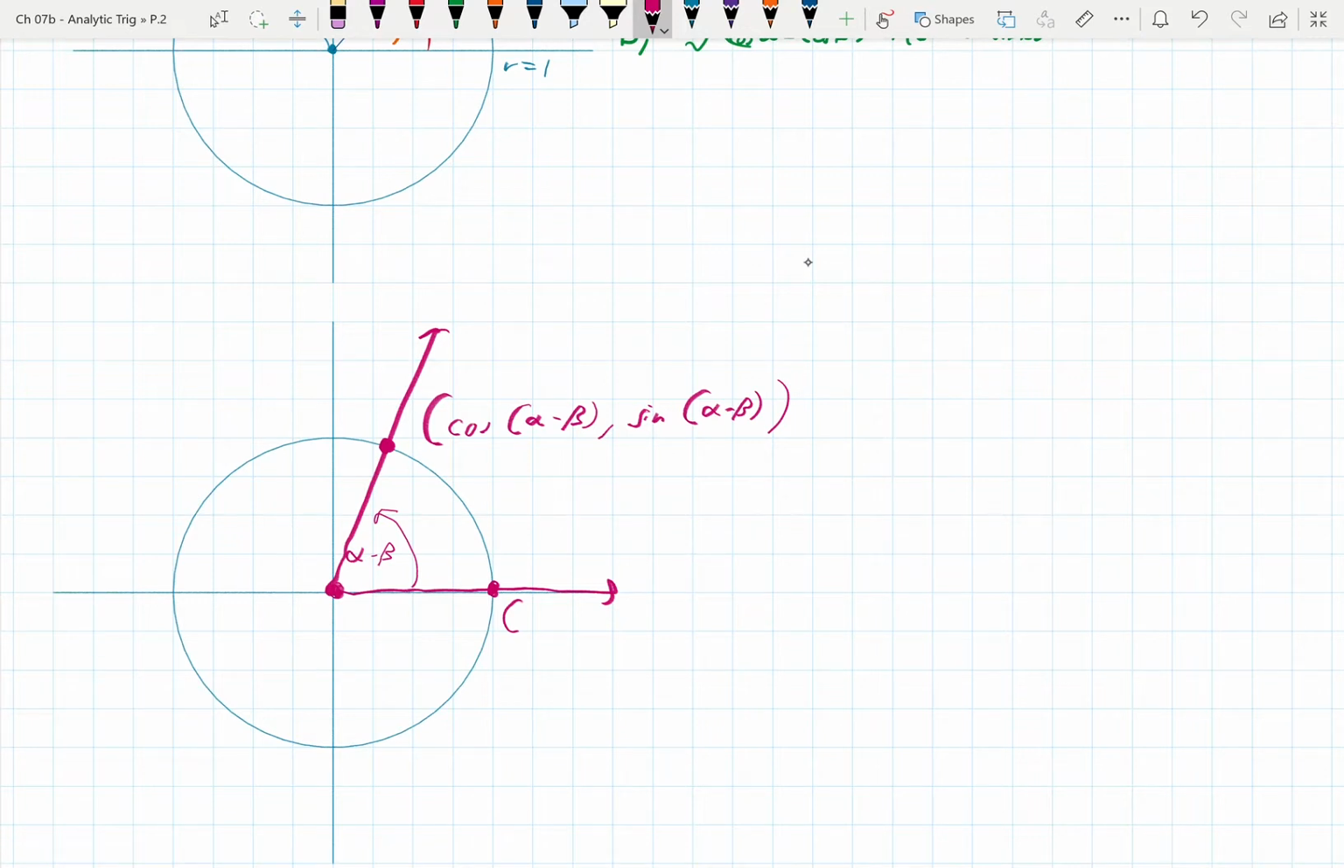Don't overthink it. It's a unit circle, and it's on the x-axis. What would the x value be? 1. And the y value would be 0. The angle is 0, but this is just the ordered pair 1, 0.